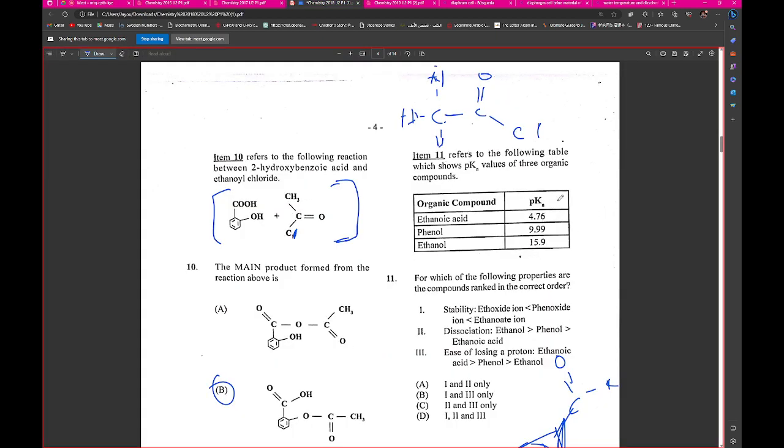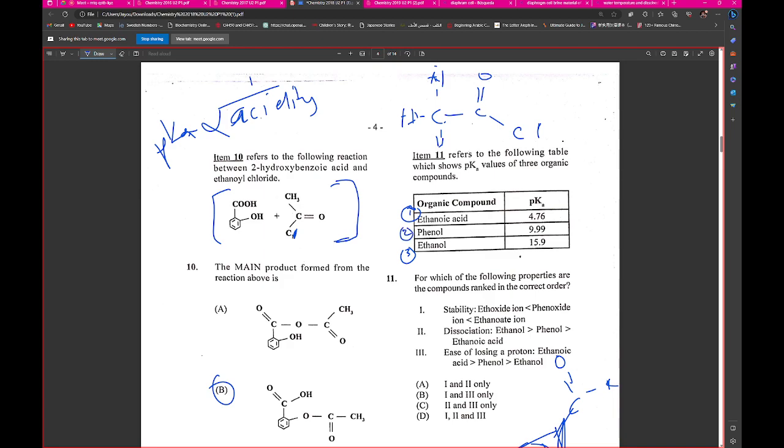What does pKa say about our acid strength? So we have acidity. What is the relationship between acidity and pKa? The smaller the pKa value, the stronger the acid. Inversely proportional. That means the smallest value gives the strongest acid. So ethanoic acid is in first place, followed by phenol, followed by ethanol. And we know what acid strength speaks about.